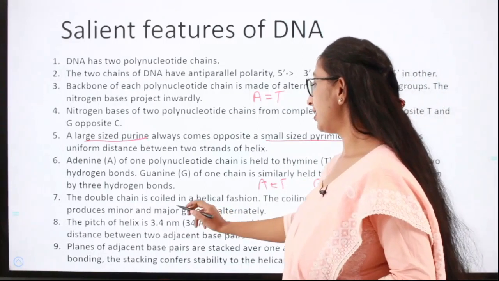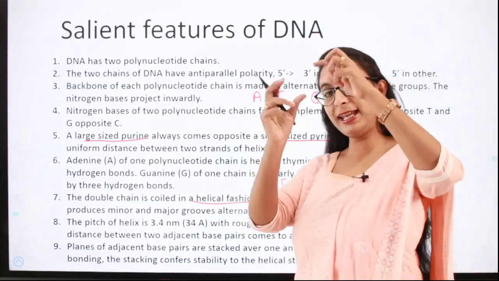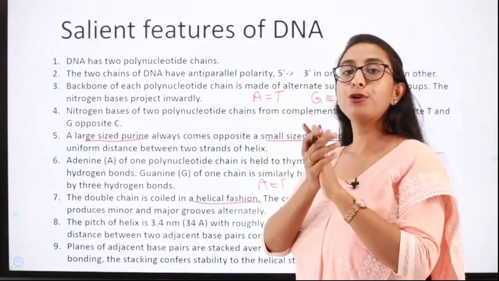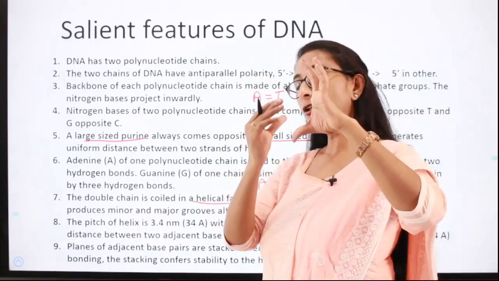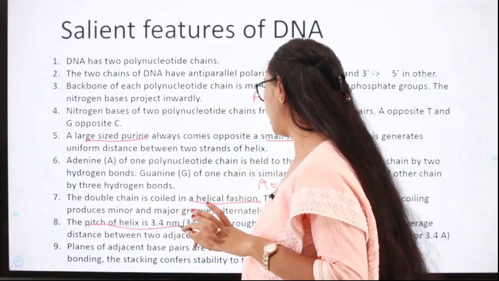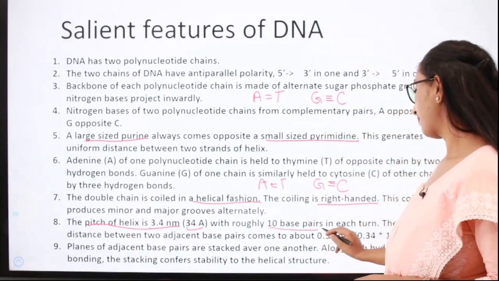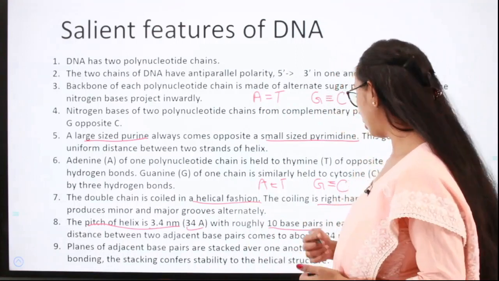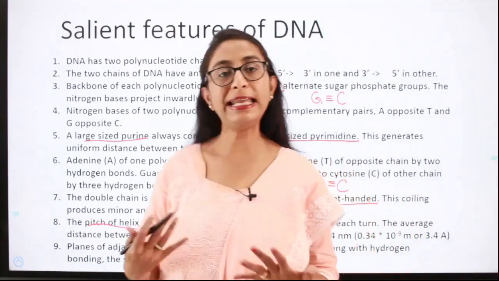And the double chain is coiled in a helical fashion and the coiling is right-handed. This coiling produces major grooves and minor grooves, and one turn of the DNA is called the pitch, and the pitch of the helix is 3.4 nanometer or 34 angstrom units with roughly 10 base pairs in each turn. And then the planes of the adjacent base pairs are stacked over one another along with hydrogen bonding, which confers stability to the helical structure.